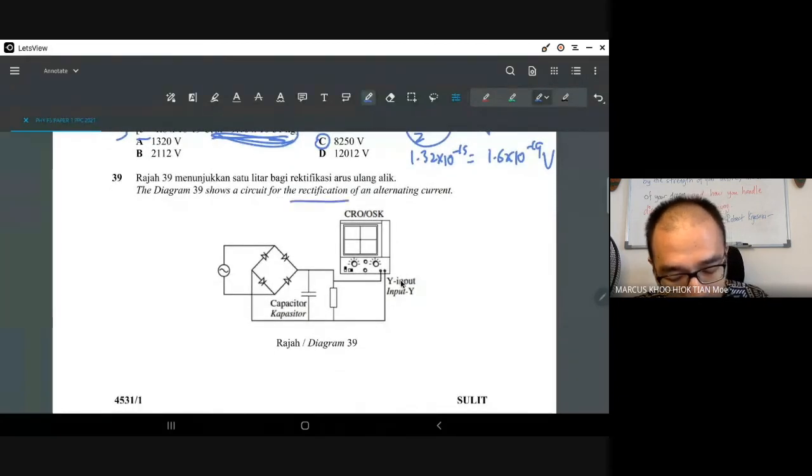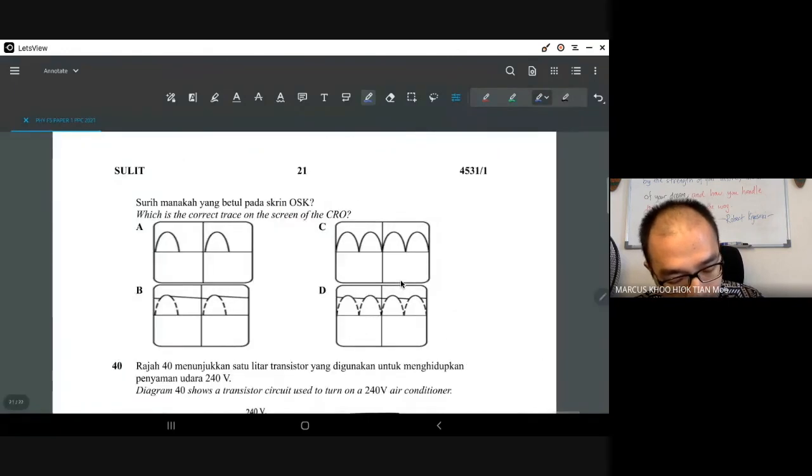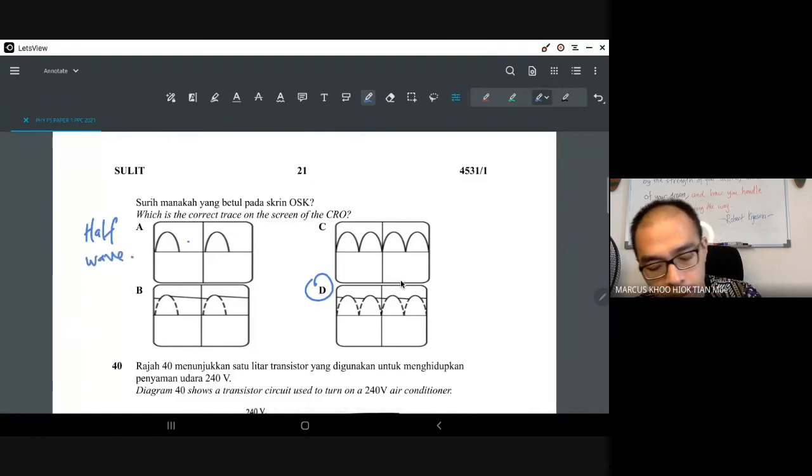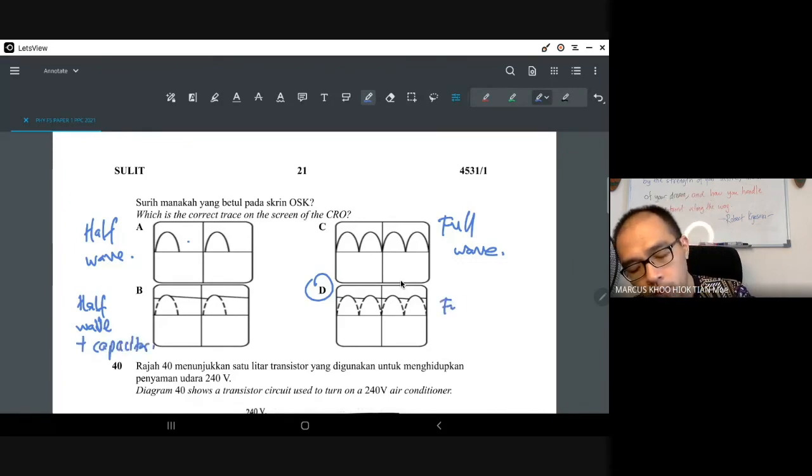Okay, rectification of an alternating current. The existence of a capacitor will tell us that if it is just this, then it will be this lah. But the existence of the capacitor will tell us that this is the graph that we're looking at. It will be D. Definitely. This is half wave. This is full wave. This one is half wave plus capacitor. This is full wave plus capacitor.